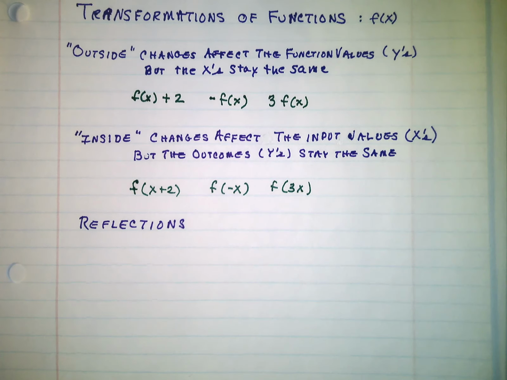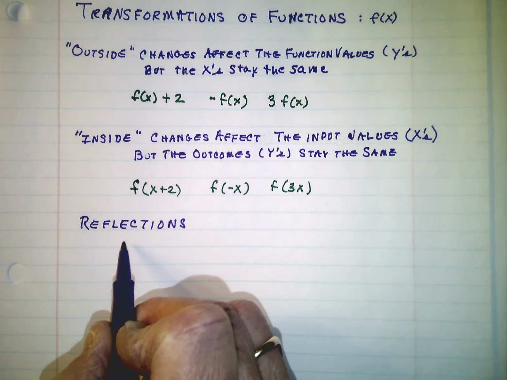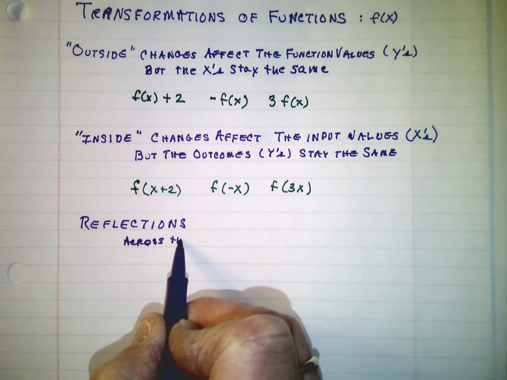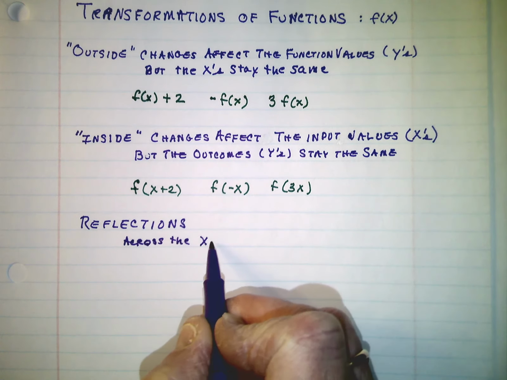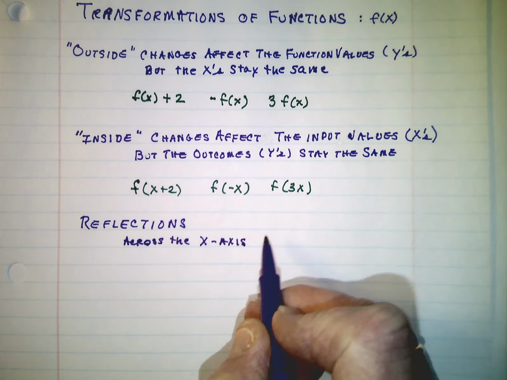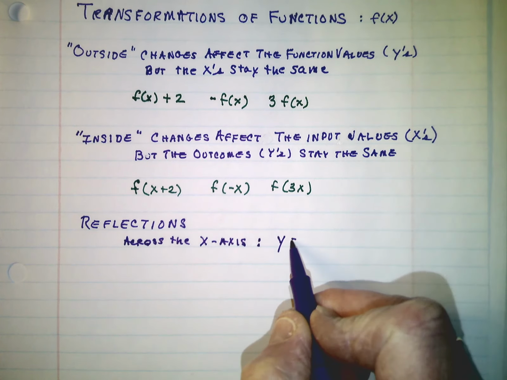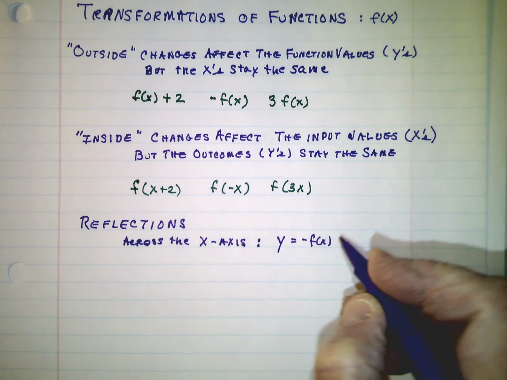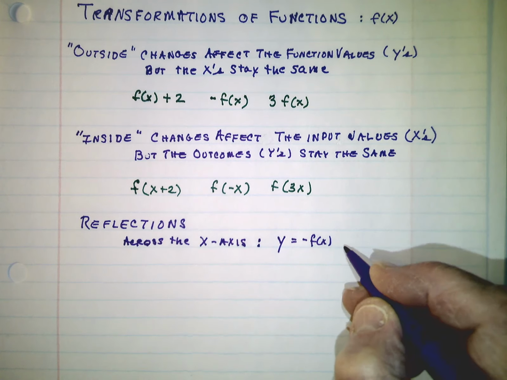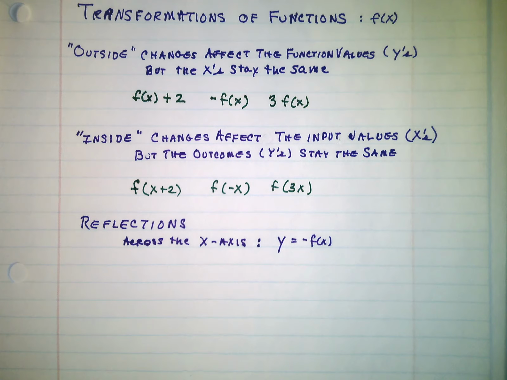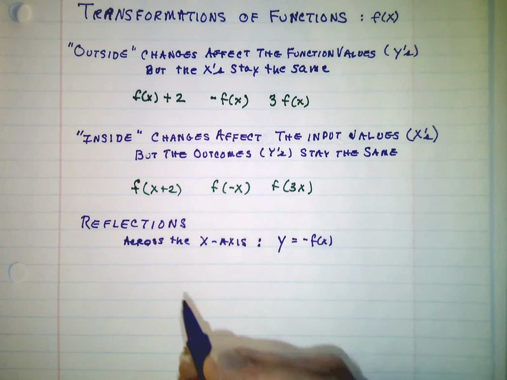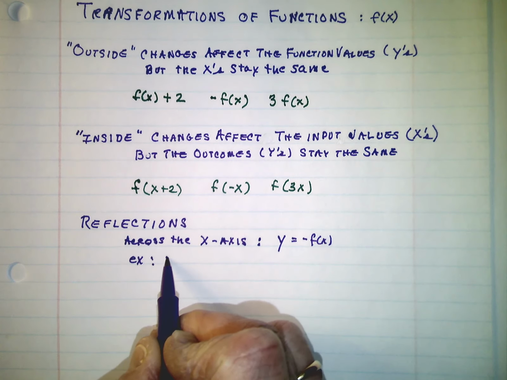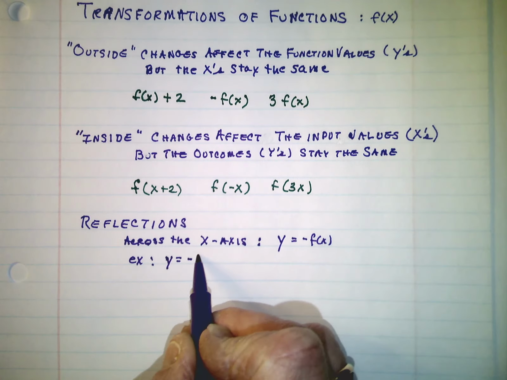Our first type of transformation is going to be reflections. If we reflect a graph across the x-axis, the horizontal axis, we can represent that as y equals the opposite of f of x. Whatever the y values are, we're going to change them. And you've known for nearly a third of your life what this means. Y equals negative x squared.